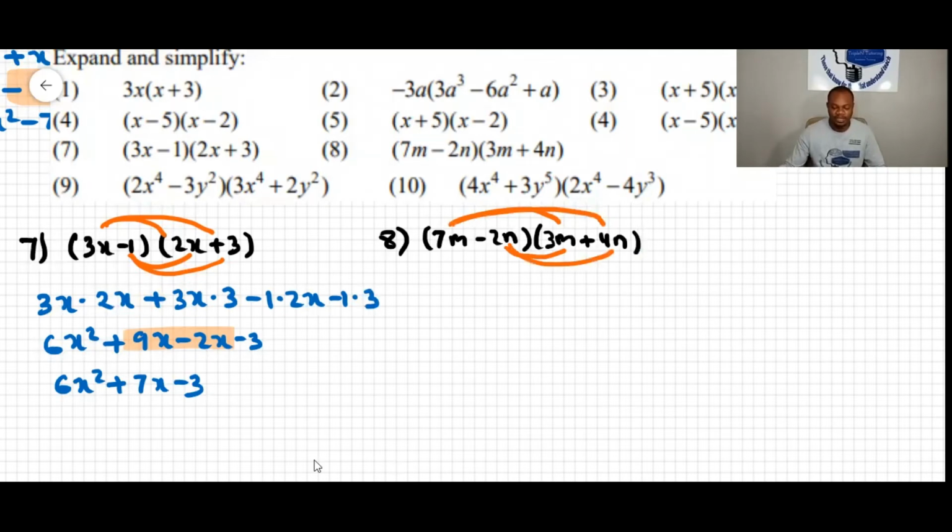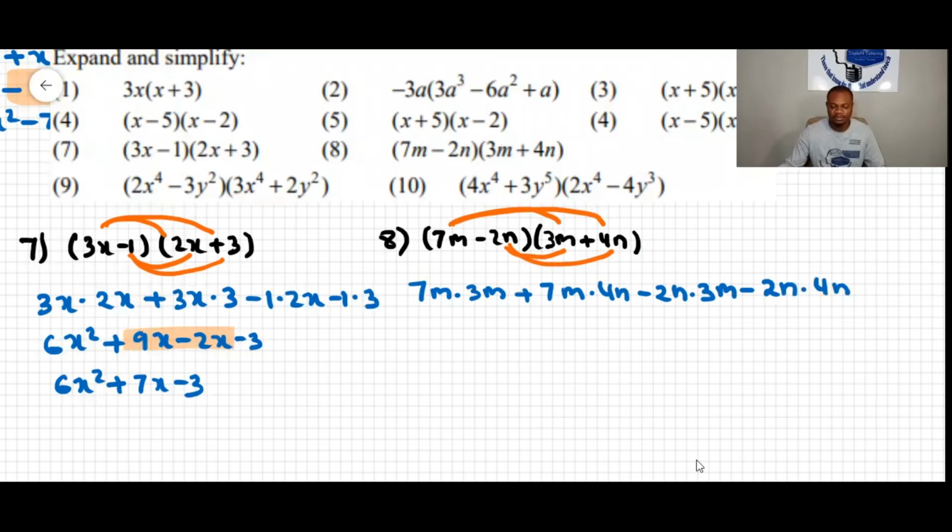Then this will make 7n times 3m plus 7. I use the plus because 7n is positive, so this will be plus 7n times 4n, and then I'm going to take negative 2n. Take the negative because here we have a negative sign in front of the 2n, so negative 2n times 3m, plus, not plus, still negative 2n times 4n.